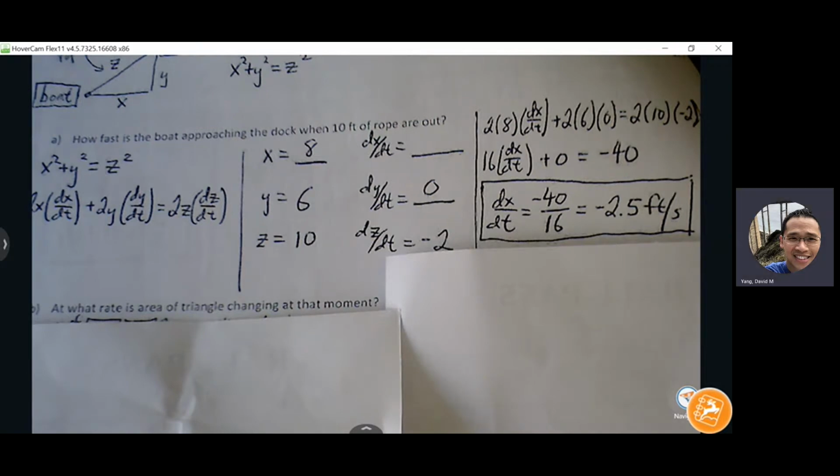Okay, making the calculator do all the work for you from here on out. Rate of change, units of measure, feet per second. We're getting a negative rate, that makes sense, right? As the boat gets pulled closer, that x, the horizontal distance, is going to be shorter.